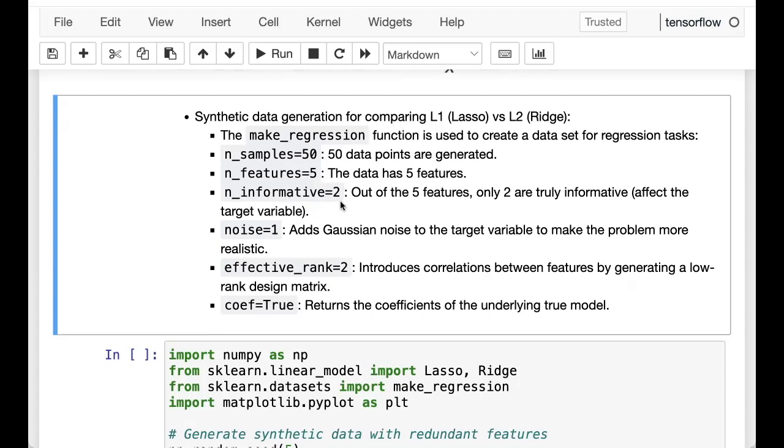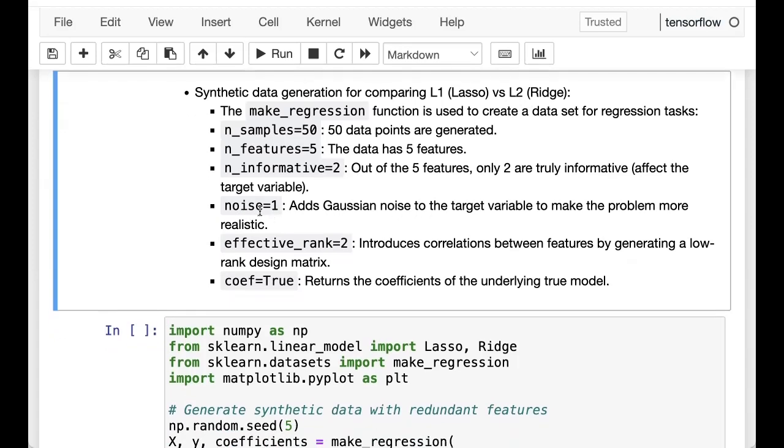So what this means is that out of these 5 features, they are not linearly independent. There are correlations between them. And there are only 2 of them that are informative. So this is very interesting because now we're considering correlations between input features. And that's one thing that we discussed earlier on, that's one of the things that makes solving regression problems more challenging, because then you do not have a unique combination of these features to give you the outputs. But let's see how that impacts L1 and L2 regularization.